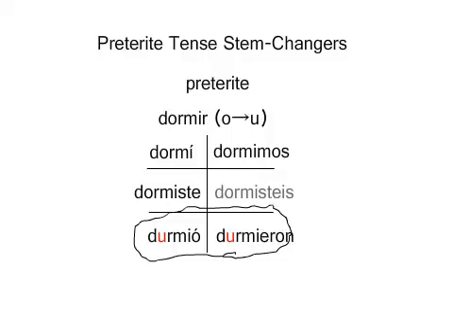Here we see dormir conjugated in the preterite tense. Dormí, dormiste, durmió. Third row there, there's our stem change, highlighted in red. Dormimos, dormisteis, durmieron.